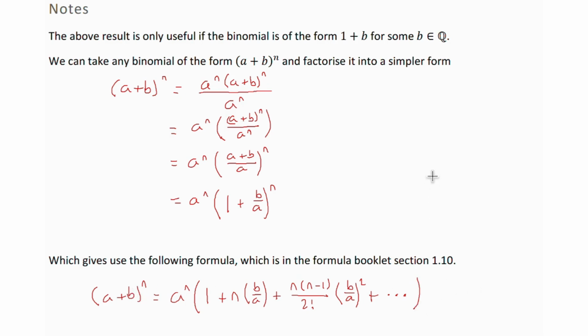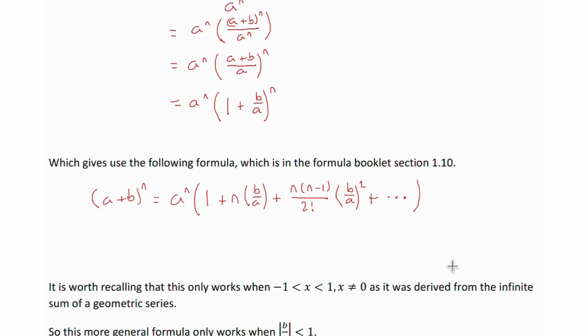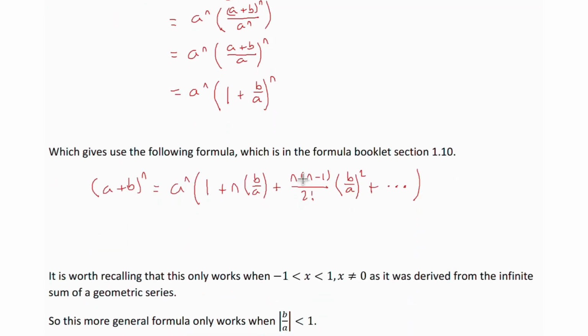Now this formula is in the formula booklet in section 1.10. Like this, it only goes up to the squared term, so you need to know how that generalizes to later terms, but you are given this particular version of the formula, not the one we saw before. You're given this one. Now it's worth remembering that what we saw before only worked when x was between -1 and 1.